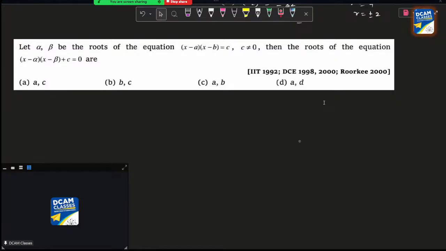See, one question came in how many different years? Roorkee 2000, IIT 1992, DCE 1998. Once it was asked in IIT, again it was asked in DCE. That's why it is preferable to do all the previous year questions. We do not know what exam we'll be writing in future. They actually take a question from some other exam, put in or change the number values and put it in another one.